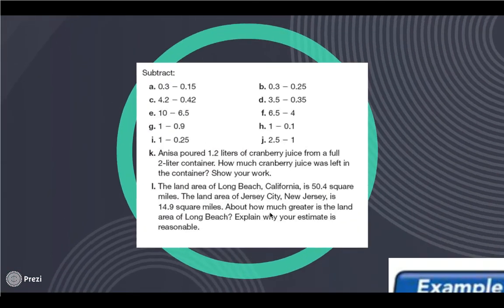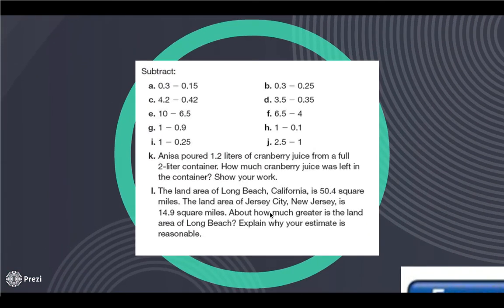Now we have our lesson practice. Make sure when you do these, add in your zeros and line up your decimals. You're going to transform this, instead of having a horizontal problem, into a vertical problem. So 0.30, and then put your decimal point, 15, and then subtract it that way. It's easier to do it that way.